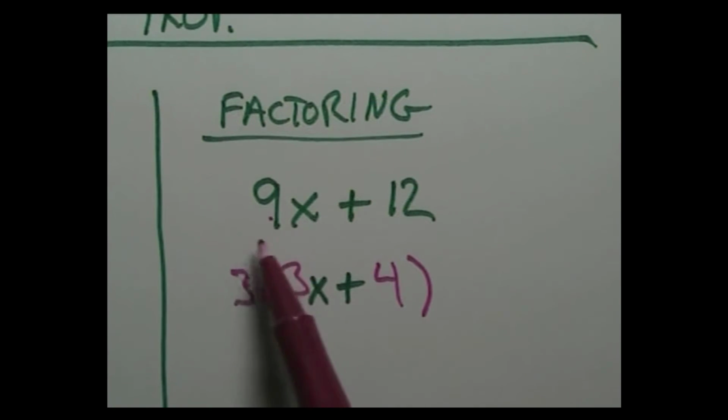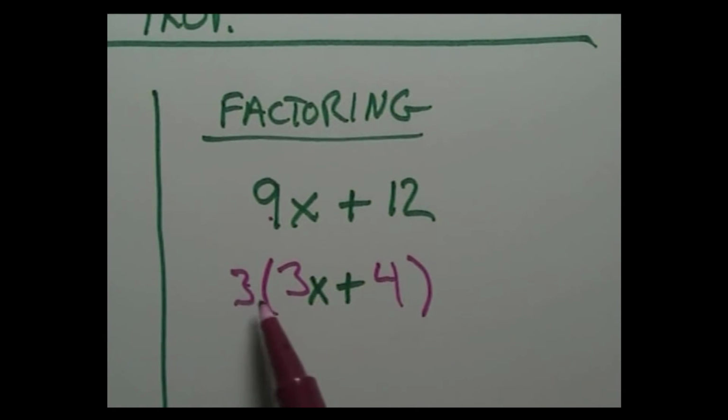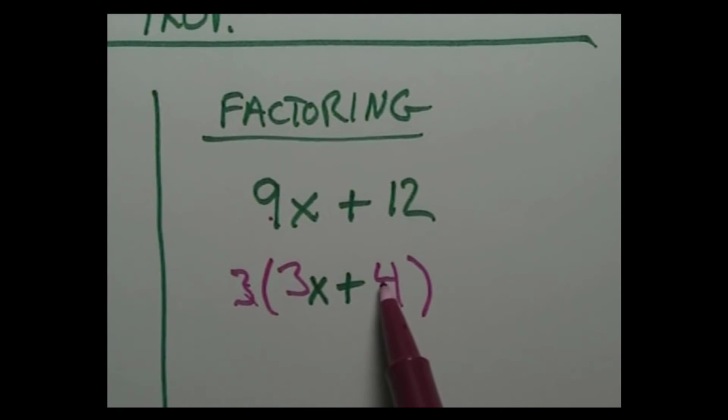Hey, congratulations. You just factored this expression right here. You factored out a 3. You took a 3 out of each term. So we have 3 parentheses 3x plus 4. Now see, if you went forward, you'd be 3 times 3x, that's 9x, and 3 times 4 is 12. So see, you're going backwards.